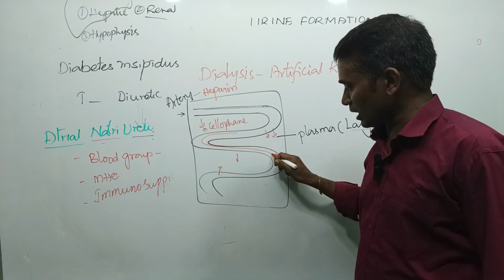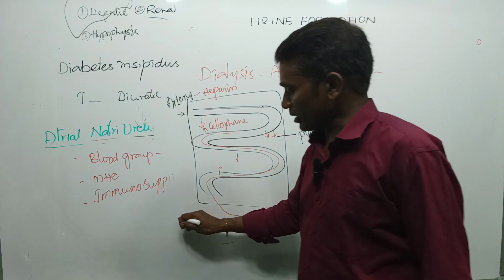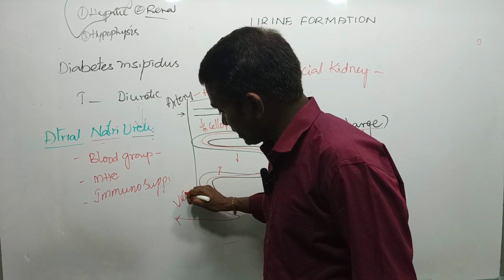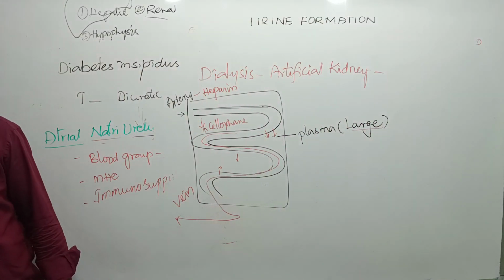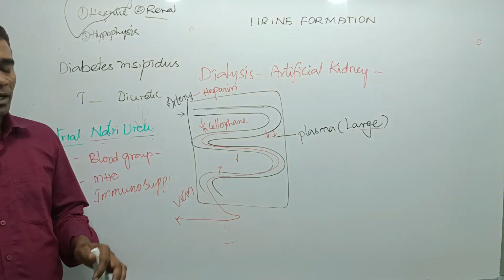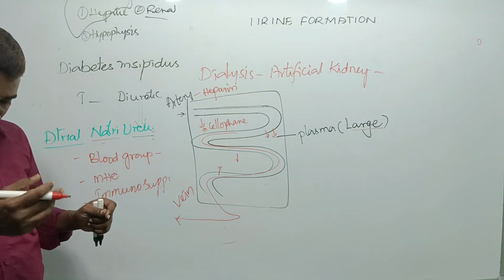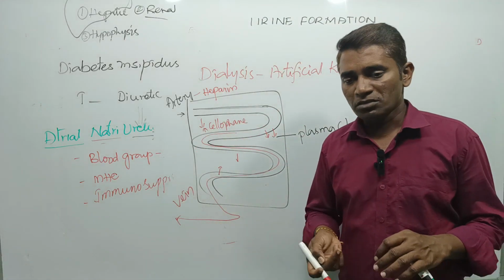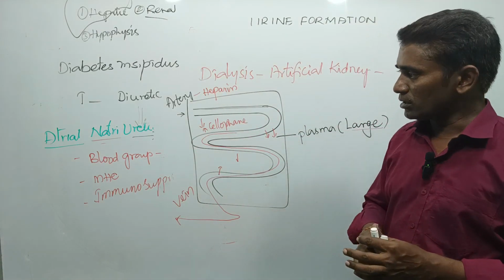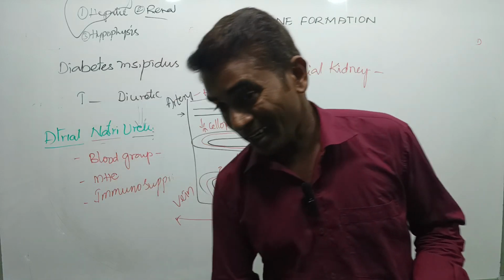Again, the blood is connected to the person, via a vein this time. So this is a dialyzer, an artificial dialyzer. Nowadays, it is increasing day by day because of lifestyle disorders, diet, pollution, several problems itself. This is dialysis.